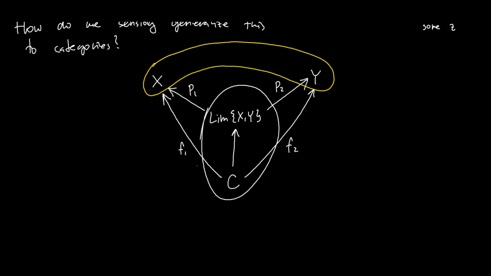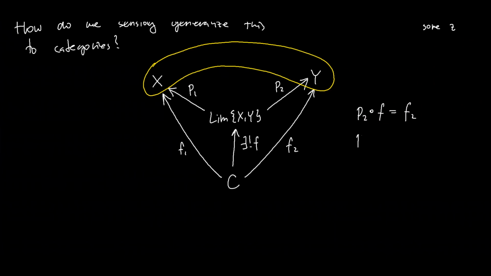And now I'm going to require that this arrow here is unique. And it's unique with a certain property. So that there exists a unique F such that, and this is where I involve composition, P2 composed with F equals F2, and P1 composed with F equals F1.